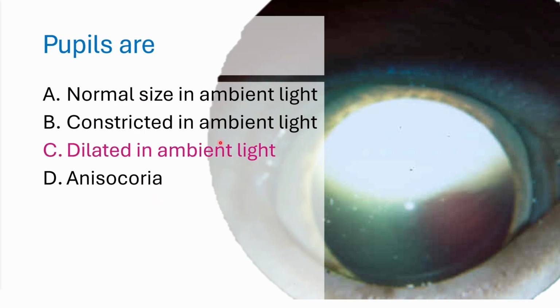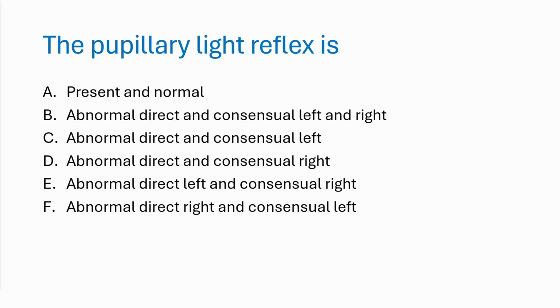And it's important to say what the light conditions are here. Is the pupillary light reflex normal? There's a number of options here. Which one do you think is the most correct? Yes, although there was a little pupillary light reflex on the left, it was still abnormal. So it is abnormal direct and consensual, left and right, with a slight reflex on the left.